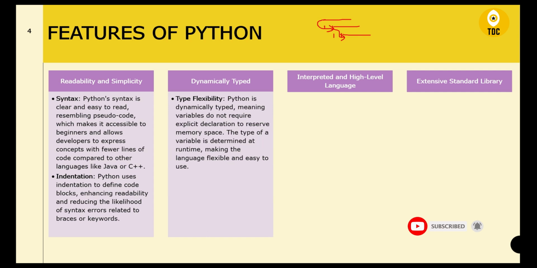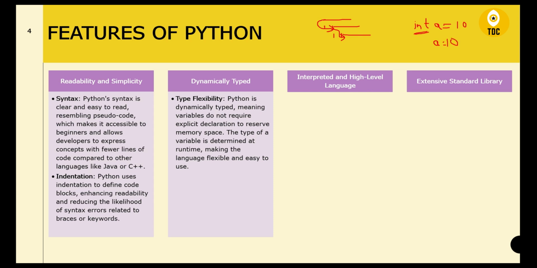And we call Python dynamically typed. What that means is that variables do not require explicit declaration to reserve memory space. The type of a variable is determined at runtime, making the language more flexible and easy to use. Suppose you take C++, you will have to write int a equal to 10, so you are explicitly mentioning what you want: you define the integer, then specify the variable, and then specify 10. But when you come to Python, you just need to write a equal to 10.